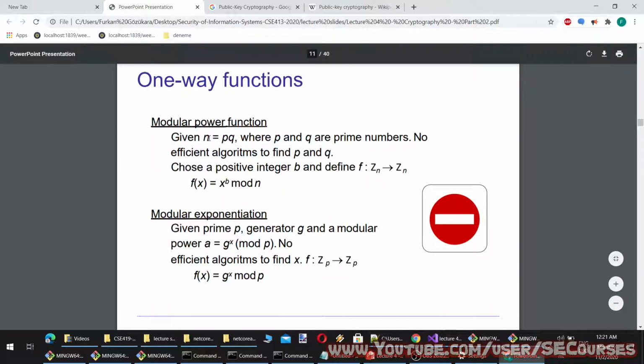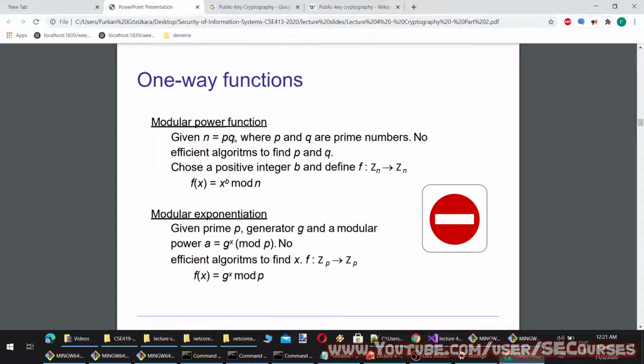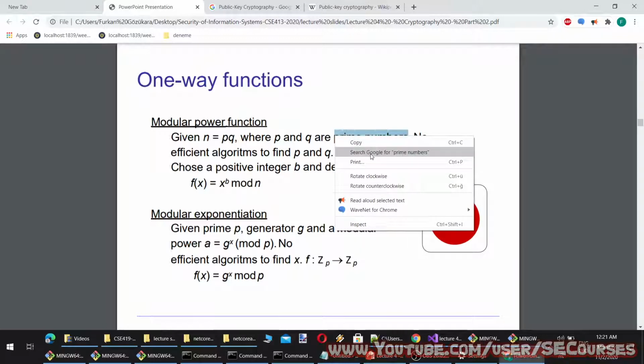Okay, so you are getting a number n, which is actually the multiplication of two prime numbers. You know the prime numbers. Let's remember it if you are not remembering it.